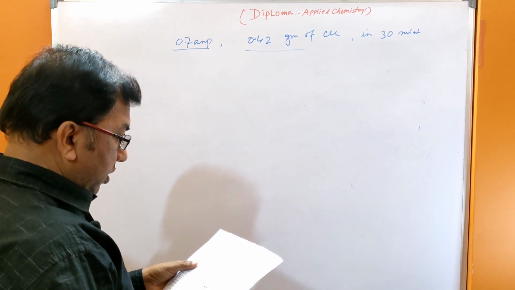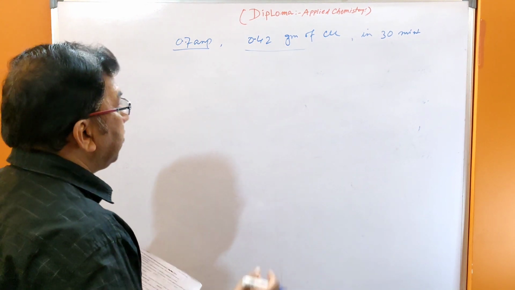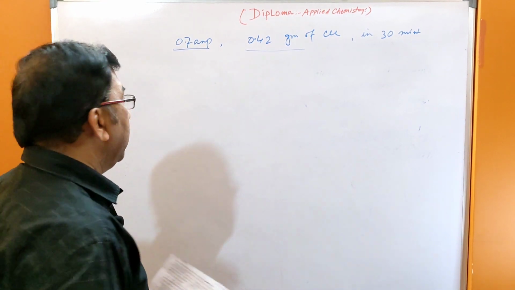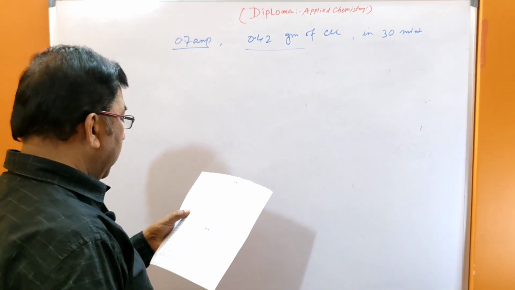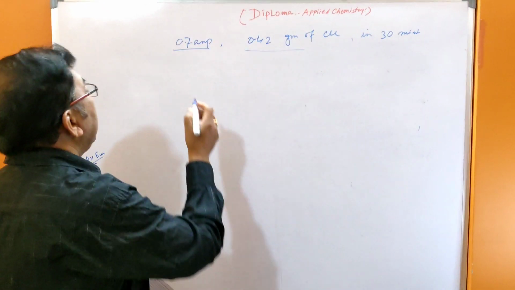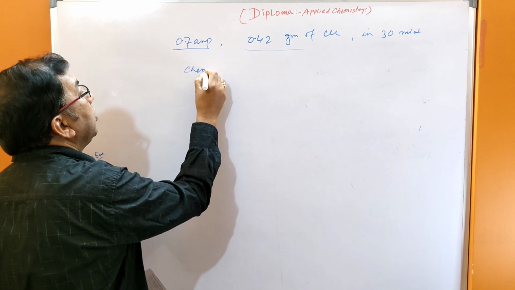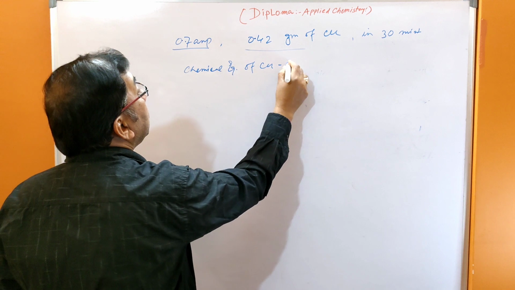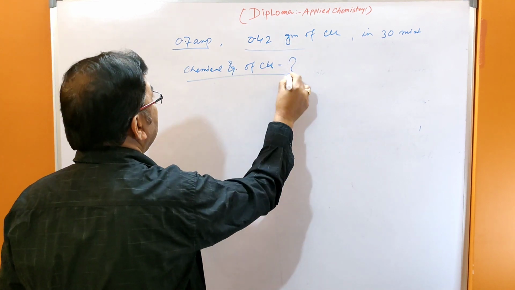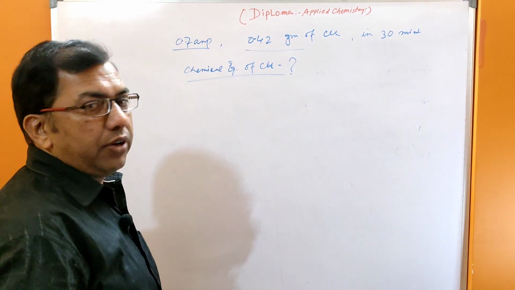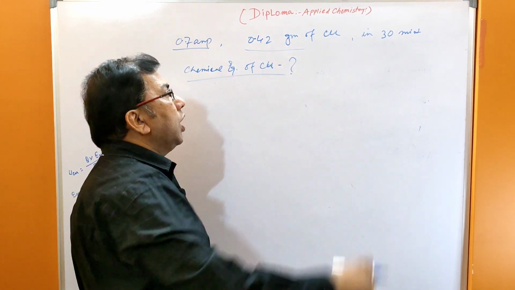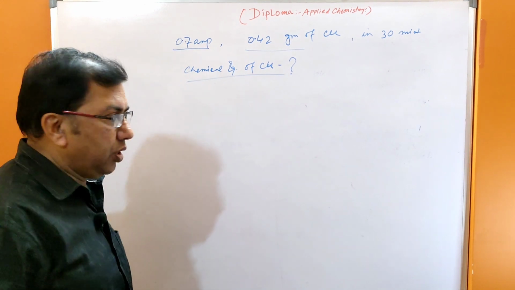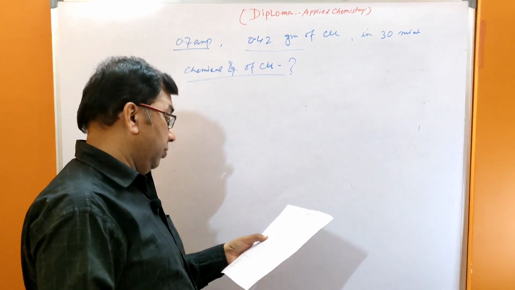It is given 30 minutes, from copper sulfate solution. Calculate the chemical equivalent of copper. How much will it be? 0.7 ampere of electric current is passed and produces 0.42 gram of copper in 30 minutes. So what will be the chemical equivalent of copper? You have to find it out.